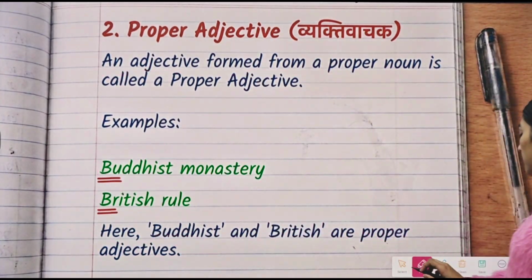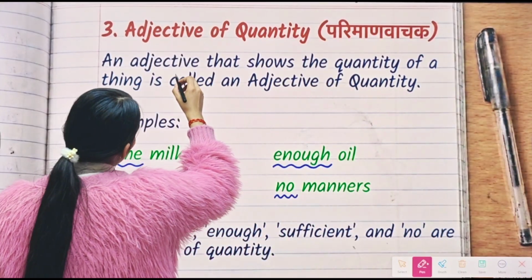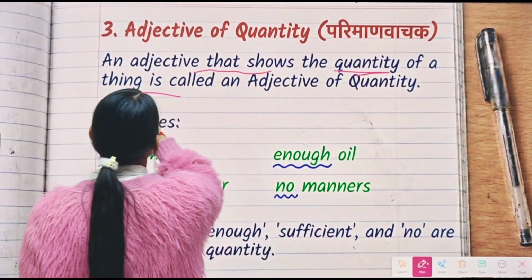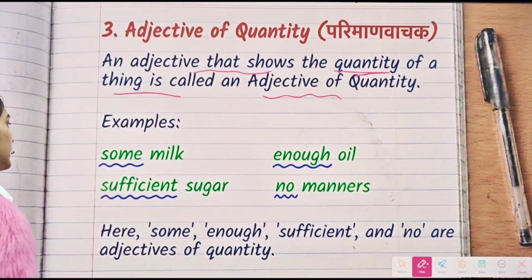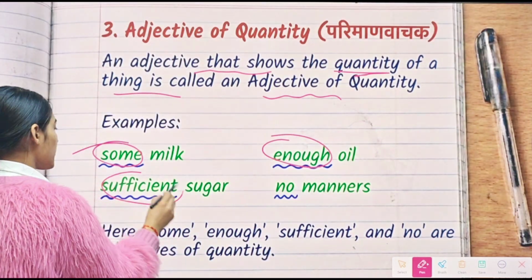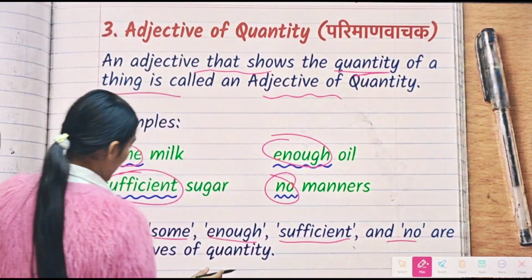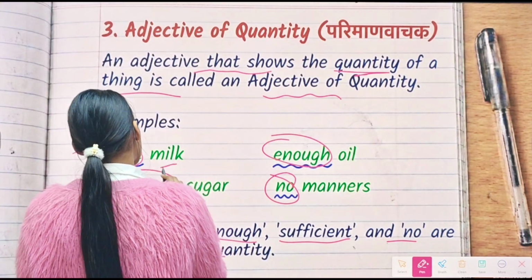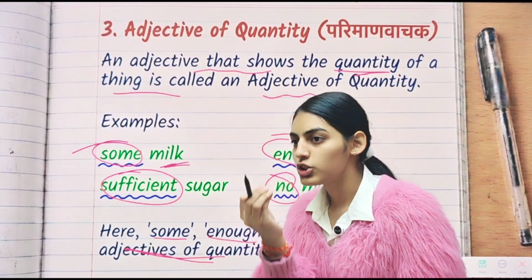Alright. Now moving on to the third one, adjective of quantity. An adjective that shows the quantity of a thing is called an adjective of quantity. Let's see the examples that we have: some milk, enough oil, sufficient sugar, no manners. Here some, enough, sufficient and no are adjectives of quantity. We have some milk, enough oil, sufficient sugar.